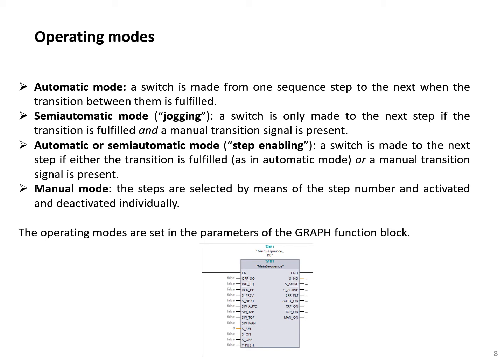The operating modes are set in the parameters of the graph function block. So here is the graph function block. How could you create that graph function block? You will see in the example.